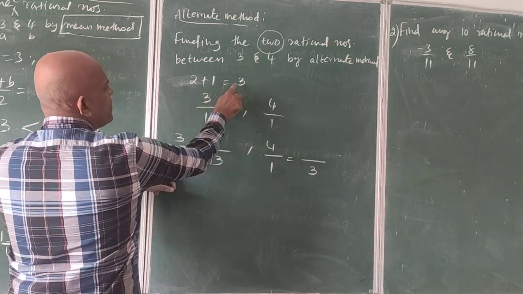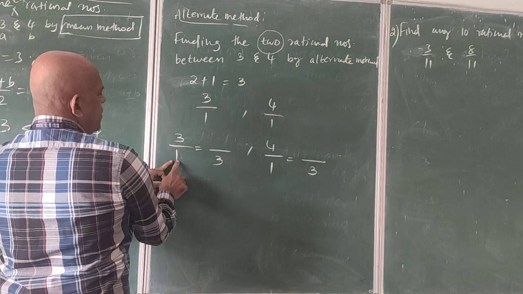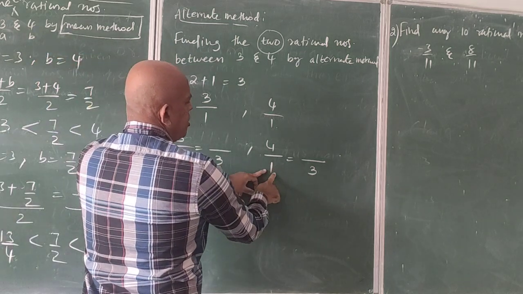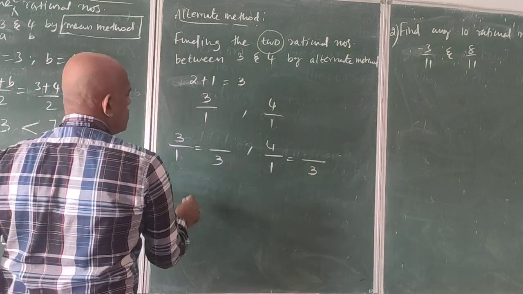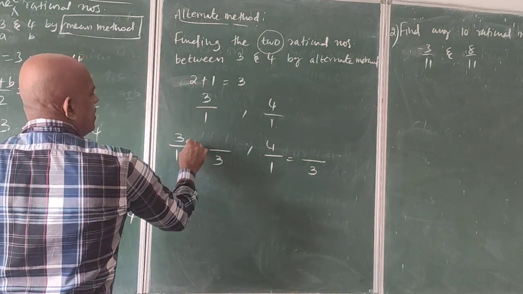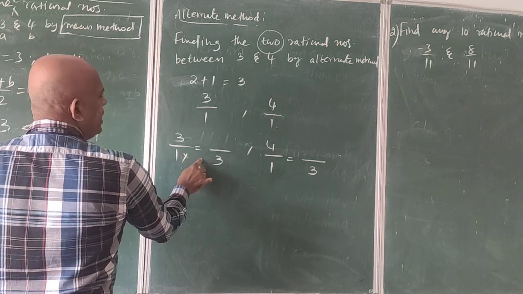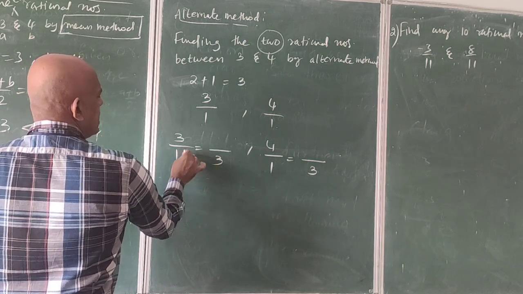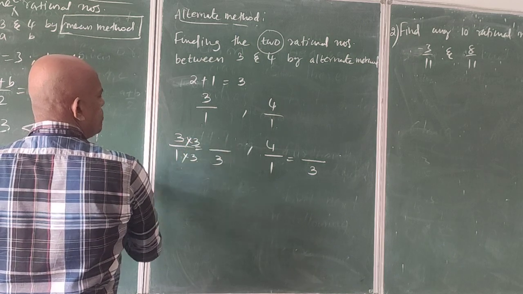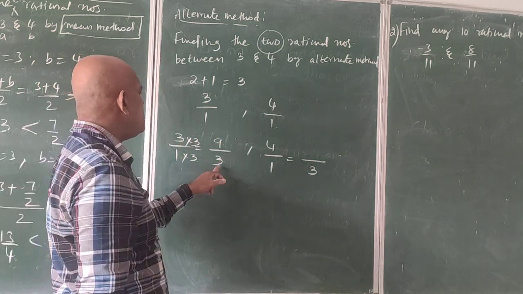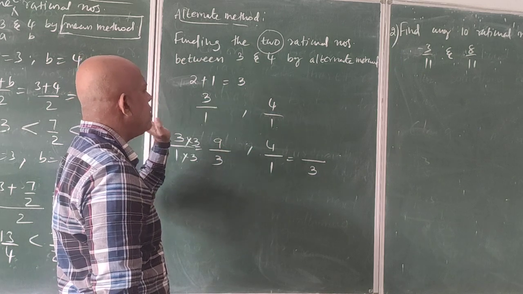Now we got 2 plus 1 is equal to 3. We have to equate the denominator 1 of the given number to 3, and here also we have to equate the denominator to 3. To get the equivalent rational number, 1 times how many is 3? 1 times 3 is 3. So the same 3 is multiplied to the numerator also. 3 into 3 is equal to 9 by 3. If you simplify, 3 ones are 3, so you will get 3.